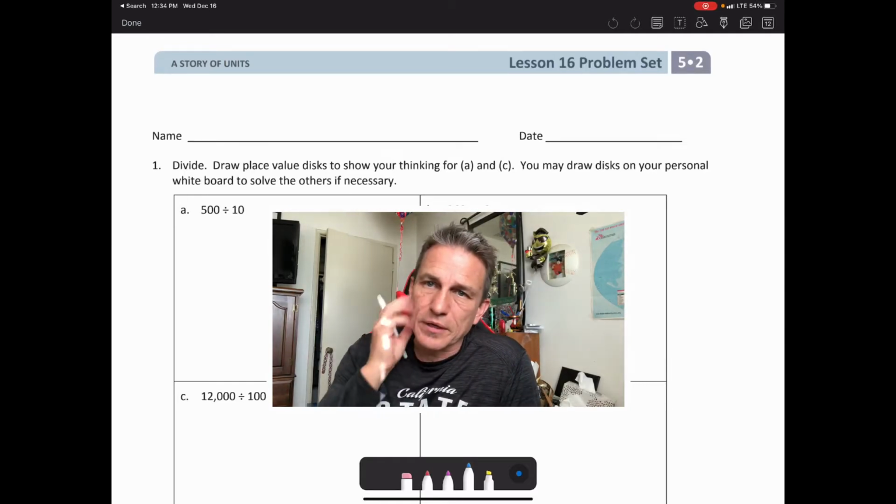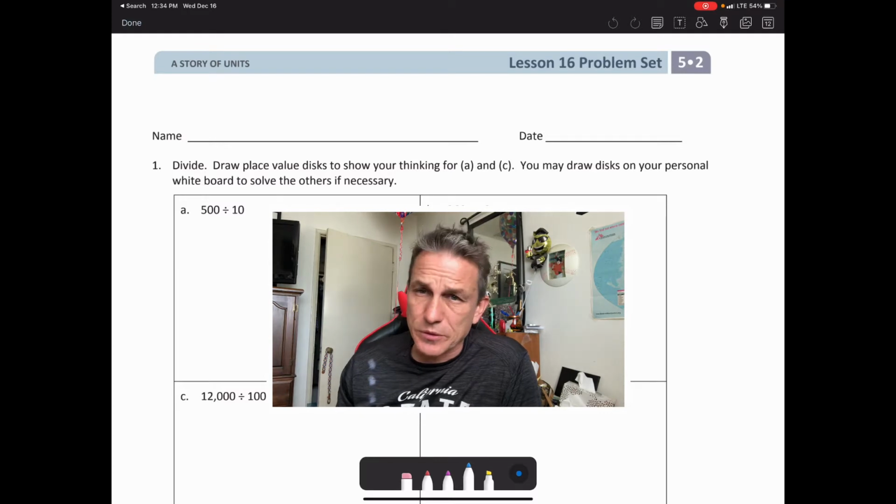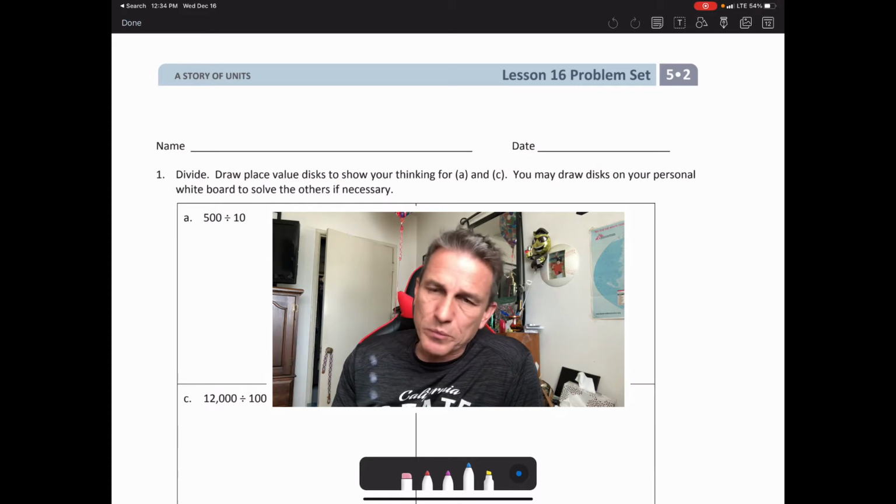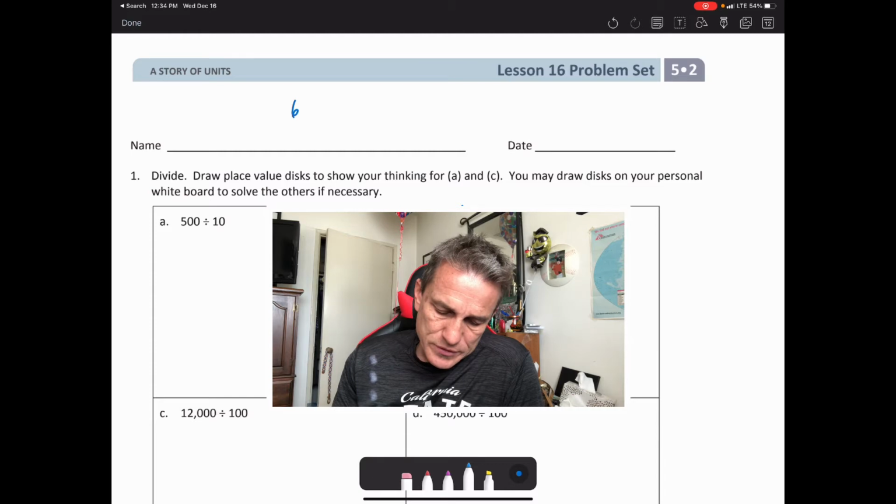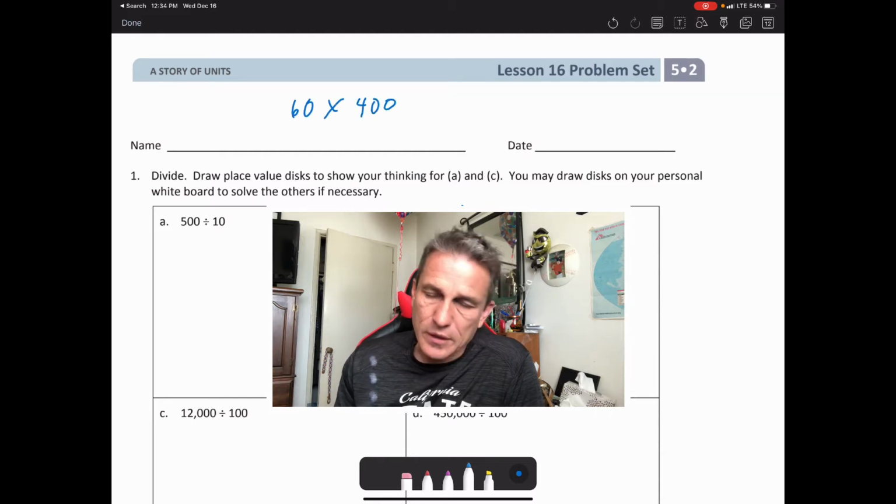Okay, in today's homework, we're going to be dividing with large numbers with zeros in them. Do you remember when we multiply with zeros in the numbers? We had, for example, 60 times 400, and we learned about this nice little shortcut where if we multiply the 6 times the 4, we can get 24.